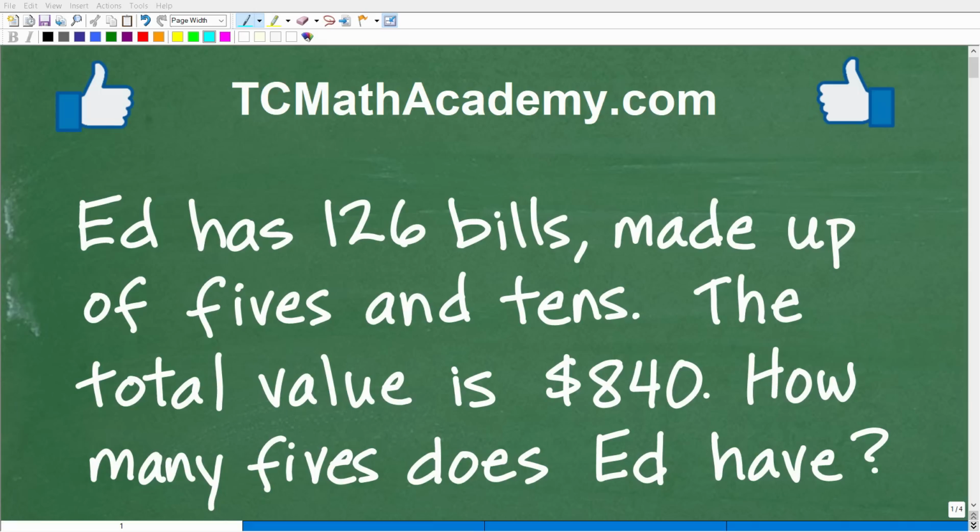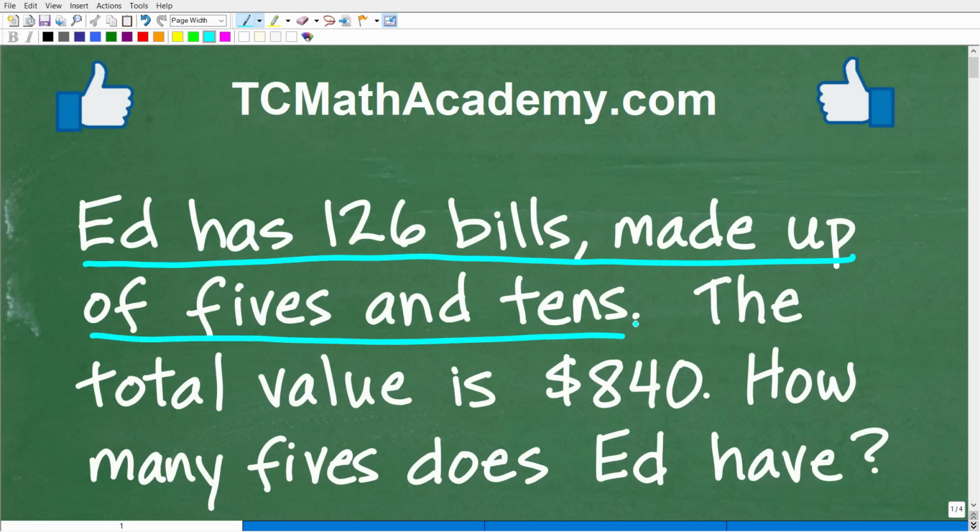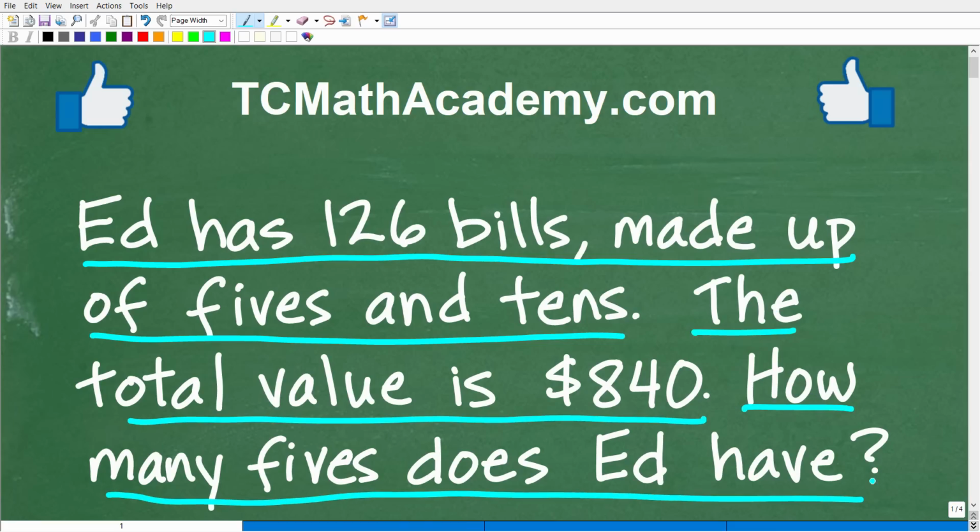Okay, so let's go ahead and put your math skills to work on this interesting math word problem that involves money. And these types of problems are always fun to solve. Matter of fact, let me go ahead and read you the problem. It is the following. Ed has 126 bills made up of fives and tens. The total value is $840. How many fives does Ed have?